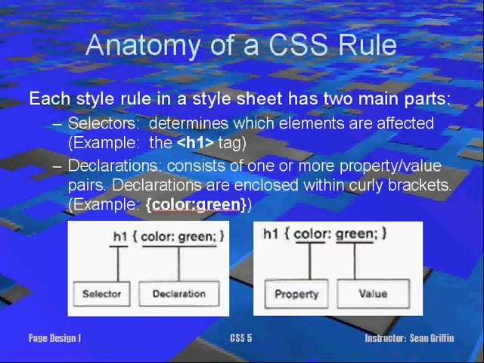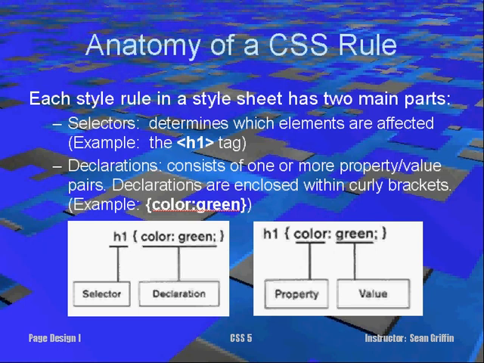Here's what a CSS rule looks like. It has two main parts, selectors and declarations. Selectors determine which elements are affected. They select something for change. Declarations consist of one or more property value pairs. Declarations are enclosed within curly brackets.